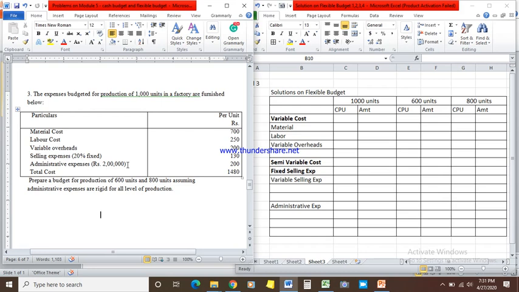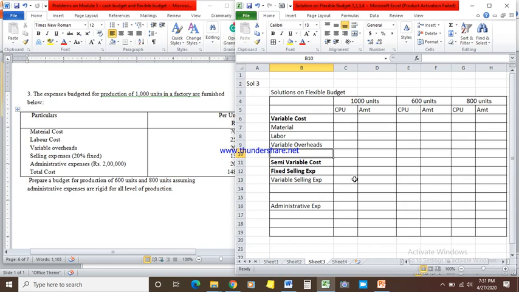Administrative expense, total it is 2 lakhs, per unit comes to 200. Total cost is 1480. Prepare a budget for production of 600 units and 800 units, assuming administrative expenses are rigid for all levels of production, which means the administrative expense of 2 lakh is going to be the same whether it is 1000 units, 600 units or 800 units. So even in selling expenses, 20% being the fixed selling expenses, once we calculate that portion for 1000 units, the same amount is going to be there even for 600 units and for 800 units. So let's first prepare only for 1000 units and see how the cost structure looks.